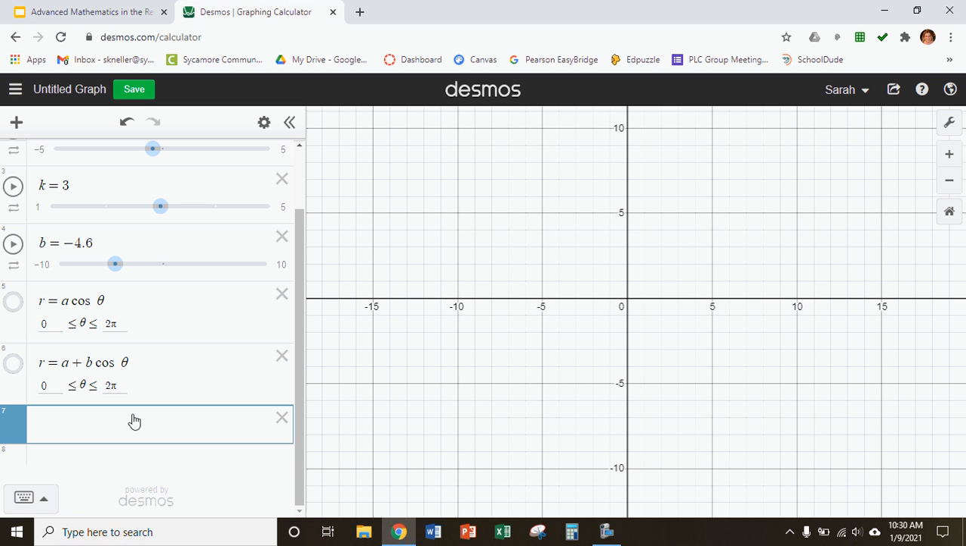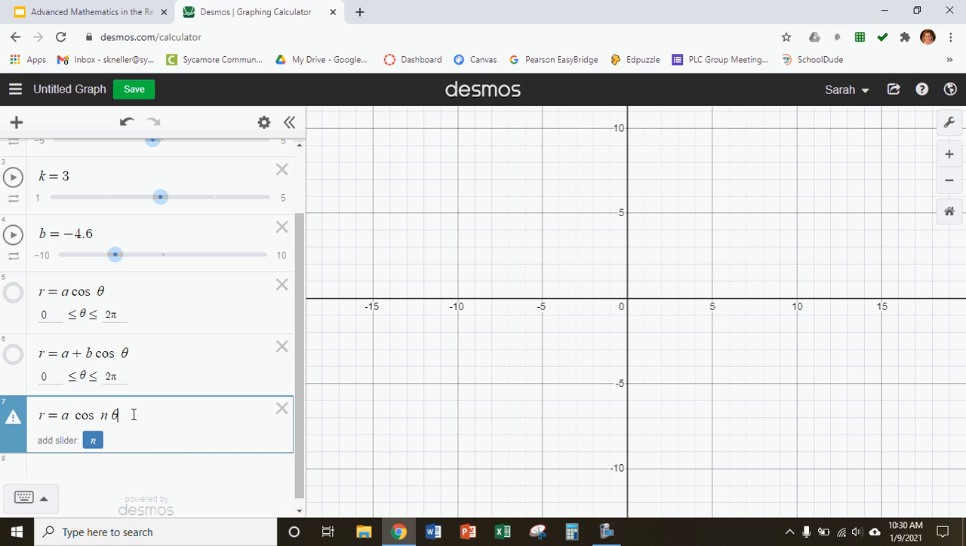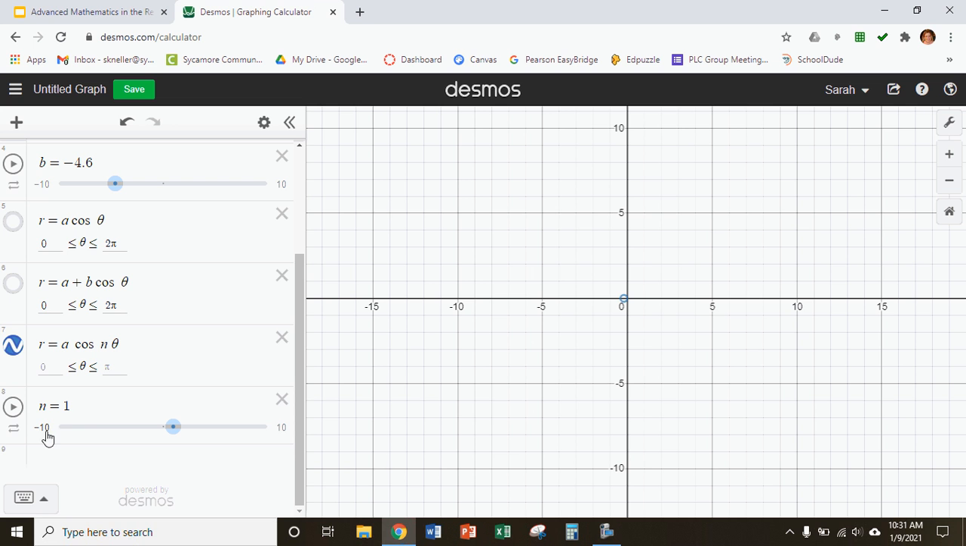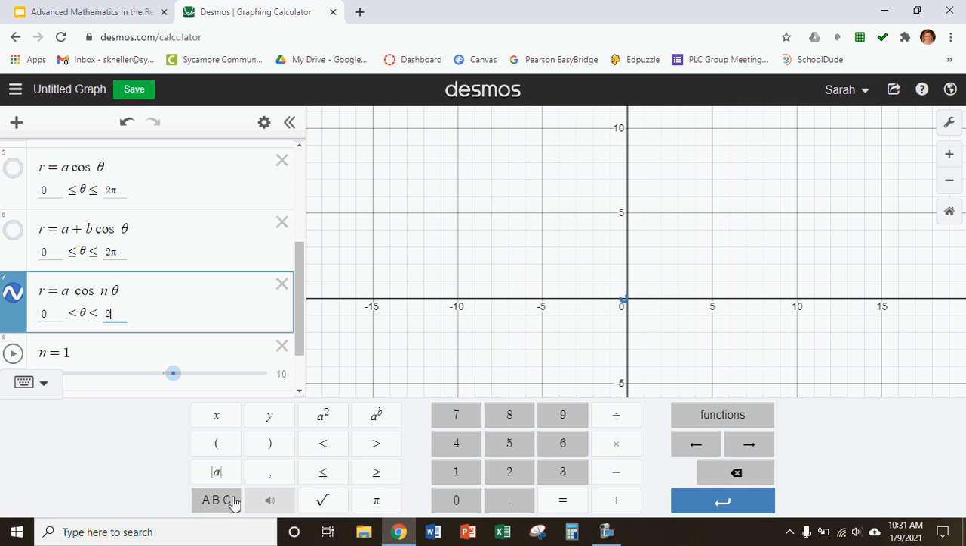And we have to do r equals, I forgot that before. So do r equals A cosine, and then we're going to do n theta. And again, once you start typing in the theta, Desmos will put the symbol in, and we're going to add a slider for n. That's one we haven't had before, so add that slider. The values for n, it's okay to go from -10 to +10. That'll be fine. For theta, again, let's go from 0 to 2 pi. So type in 2, and then remember, use the little keyboard to get the pi.